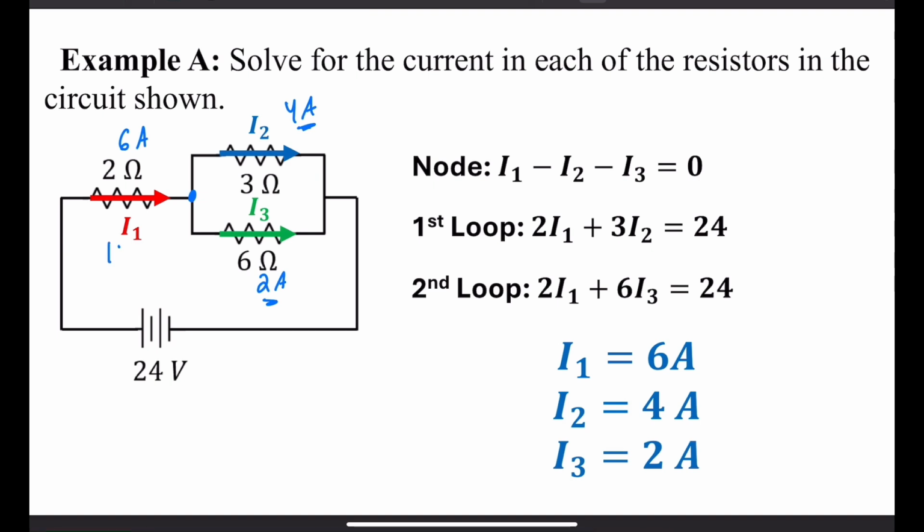If I use voltage, this is 12 volts. The 6 ohm resistor drops 12 volts. This drops 12 volts. So whether I go through the top loop or through the bottom loop, in both cases, 12 plus 12 volts is dropped. So both loops drop 24 volts. And Kirchhoff's laws are good there.